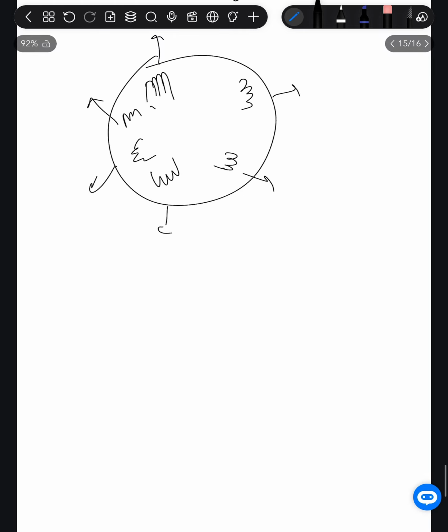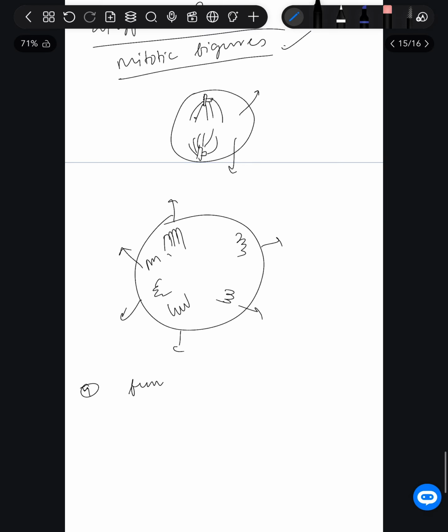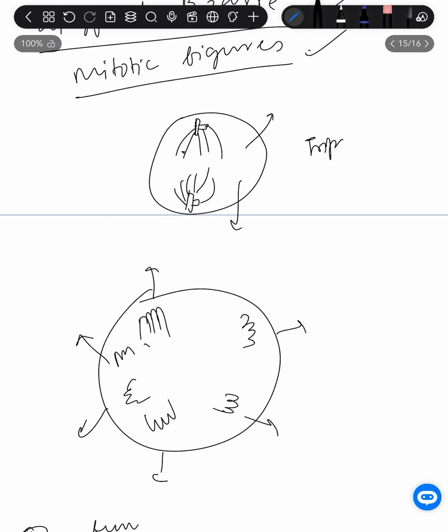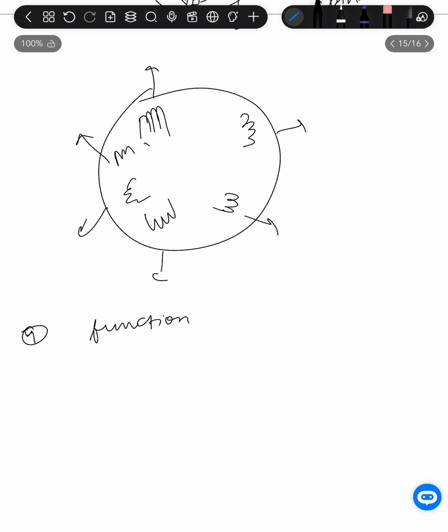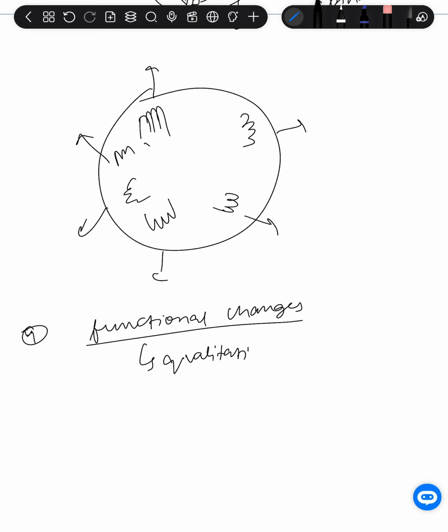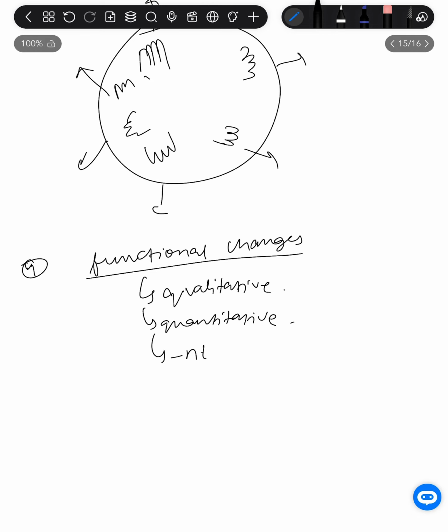The fourth one is something called functional changes. What do functional changes mean? We have tripolar, multipolar spindle. Next, we have functional changes. It can be qualitative also. It can be quantitative also. There can be absence of product also, which comes under quantitative.